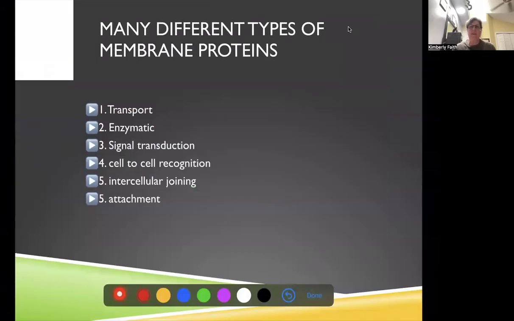There are also different types of proteins inside that cell membrane that have a lot of different functions, whether it's transport, enzymatic, signal transduction, cell-to-cell recognition, intracellular joining, or attachment. And wow, I can count. There's 6.